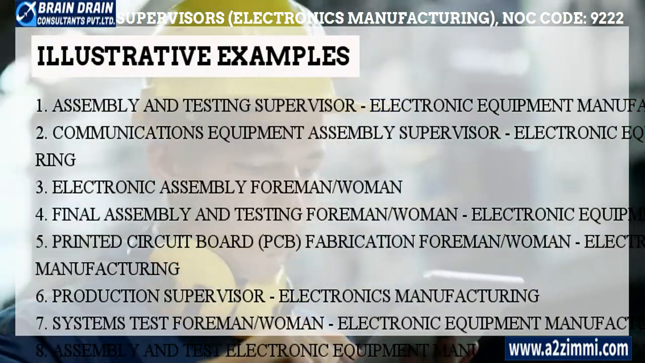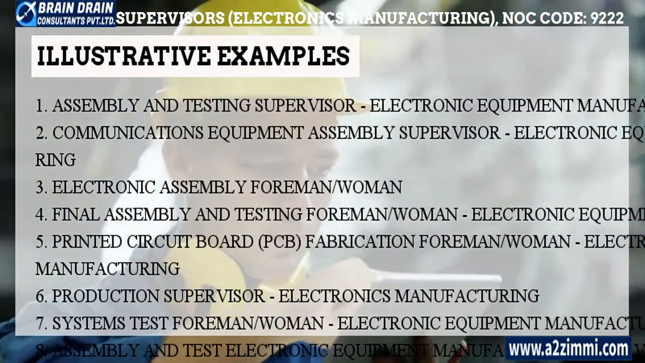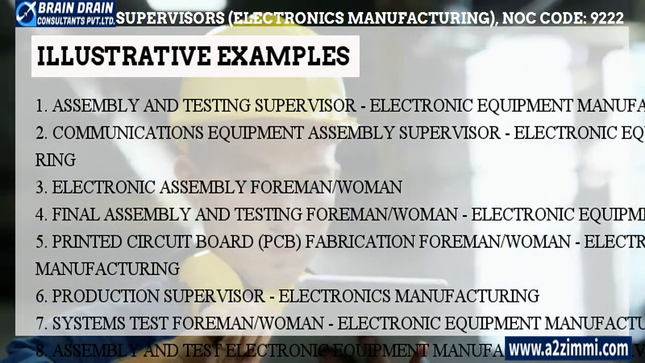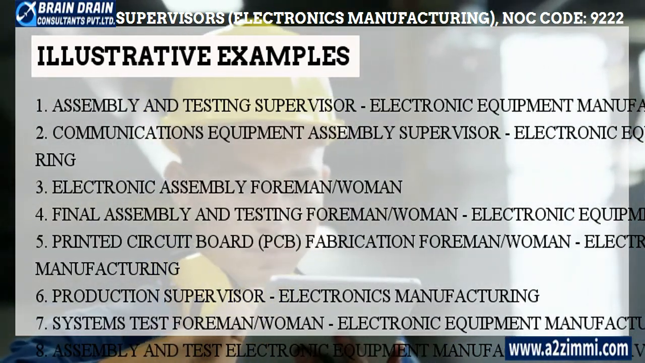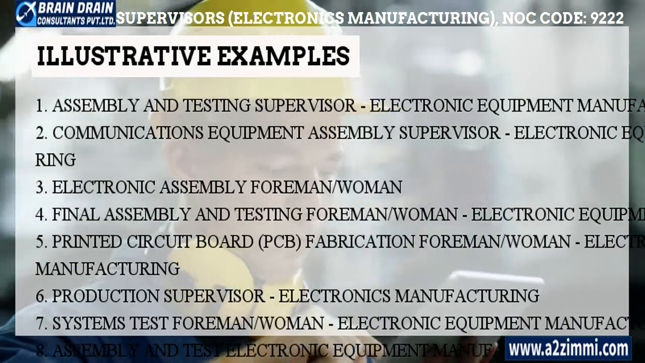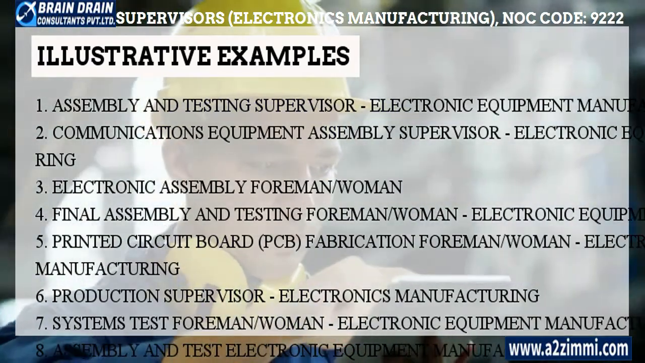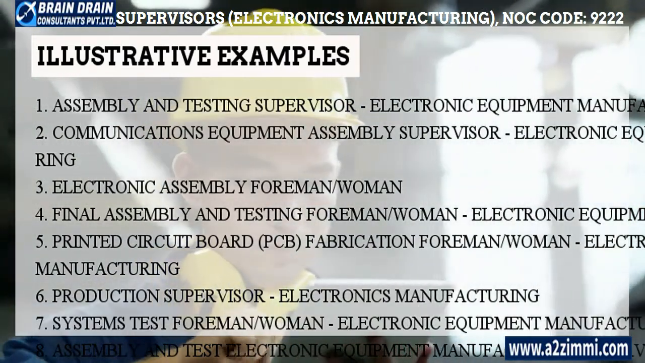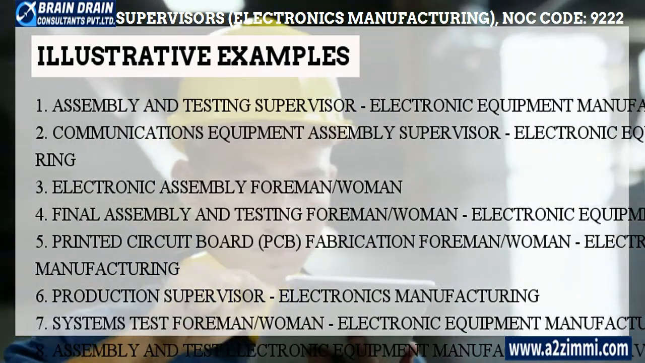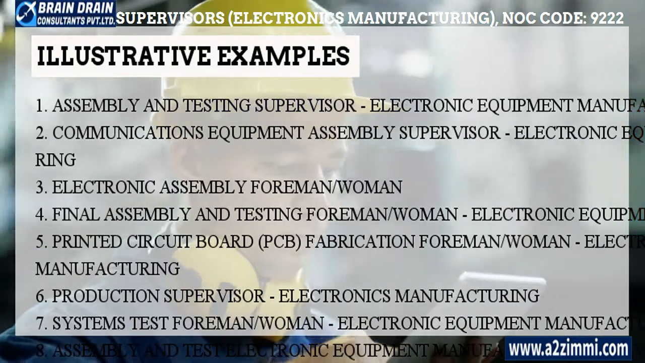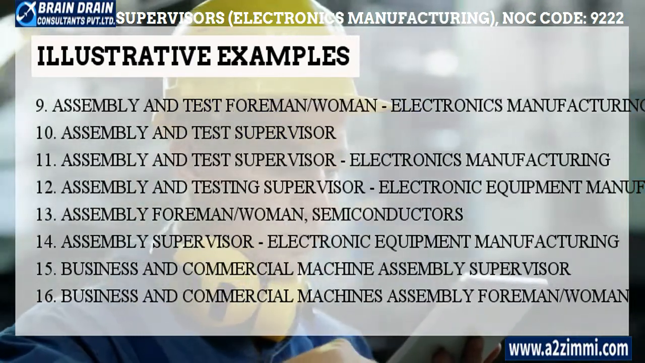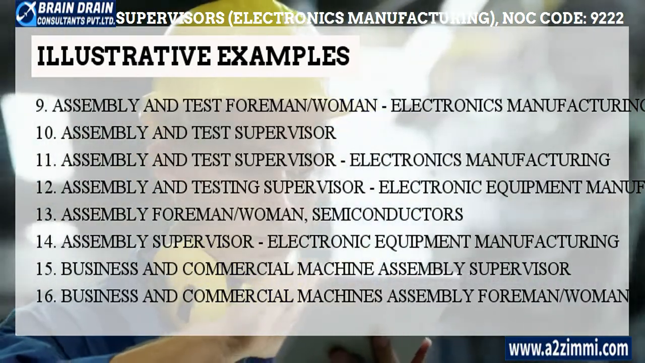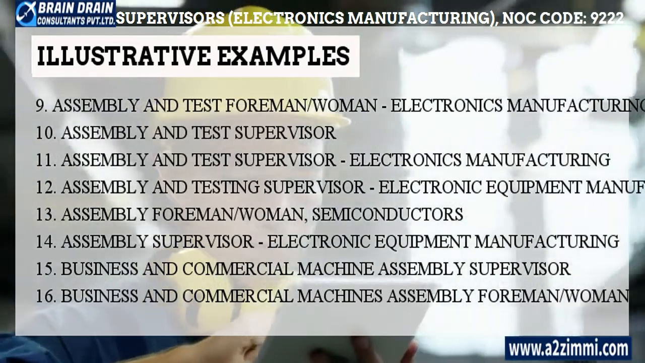Illustrative titles for the Profile of Supervisors, Electronics Manufacturing are as follows. Assembly and Testing Supervisor, Electronic Equipment Manufacturing. Communications Equipment Assembly Supervisor, Electronic Equipment Manufacturing. Electronic Assembly Foreman/Woman. Final Assembly and Testing Foreman/Woman, Electronic Equipment Manufacturing. The list is quite large, so, if you want to read all the alternative profile titles, then you can pause this video and have a proper glimpse.